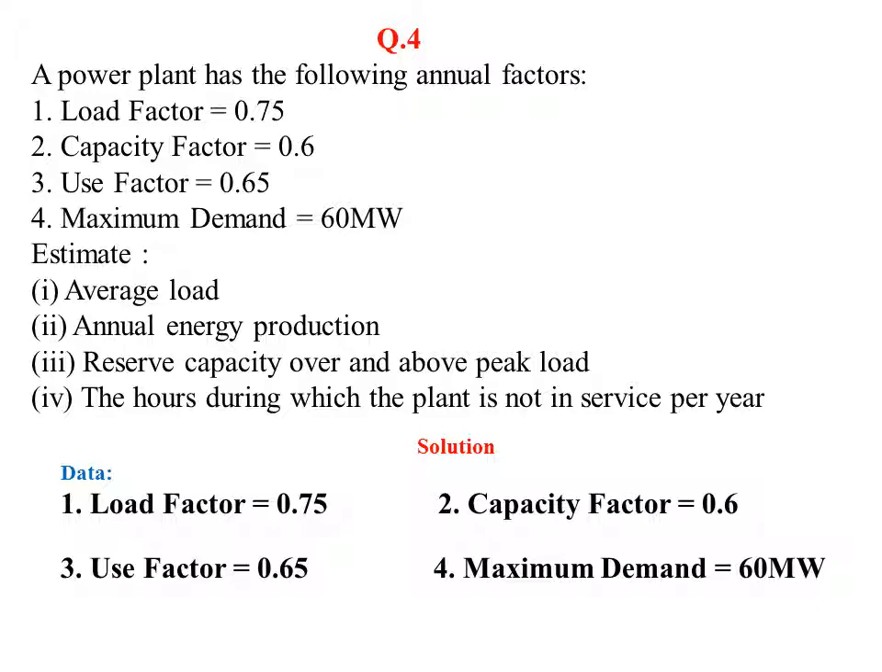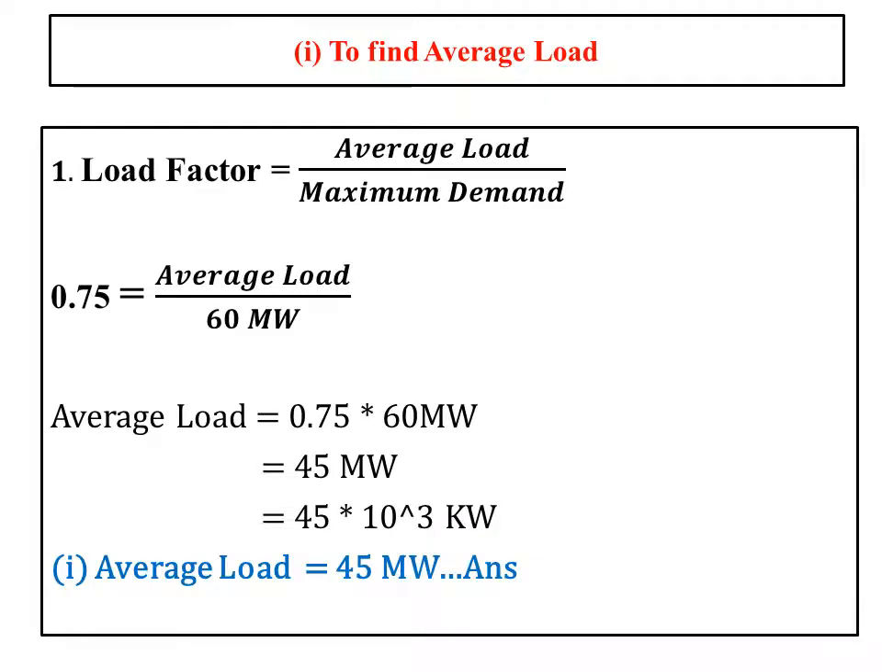From data, we can state load factor 75%, capacity factor 60%, use factor 65%, and maximum demand is 60 megawatt. Now step by step we will see how to calculate these four parameters. Out of four, we will first find the average load.